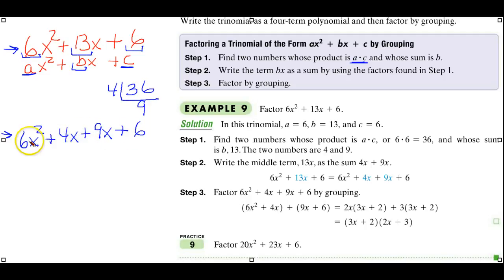But now by putting it into a 4-term polynomial, I could factor that by grouping, which is another term this method goes under. So let's factor out here 2x, and then I get a 3x plus 2 there from these first two terms, and then I'm going to factor out a 3 from this, and I get a 3x plus 2.